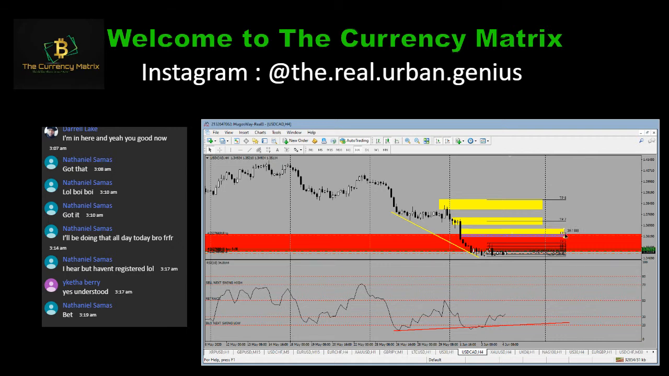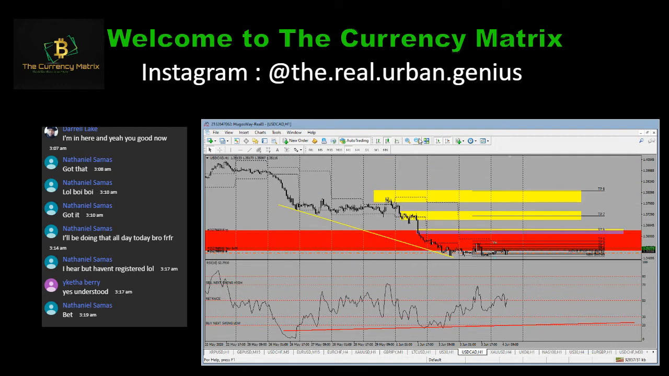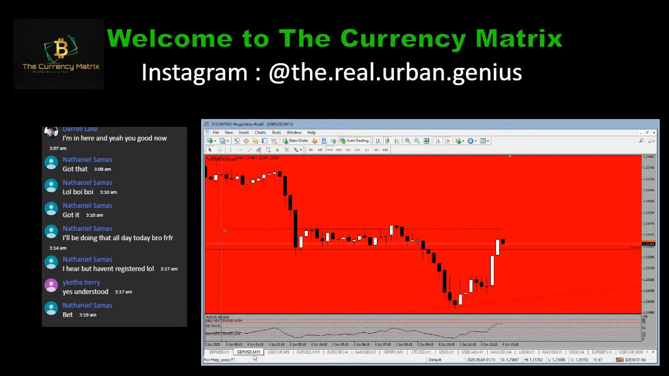So this is what I see: TP6, 7, or 8, potentially on this USD CAD. So again, USD CAD long, 50 pips is our trade for today. Trade number 4. Our day number 4. Day number 4 is going to be completed by USD CAD.